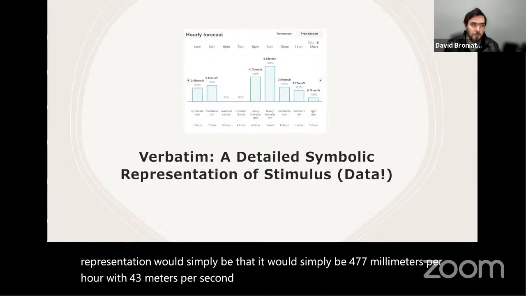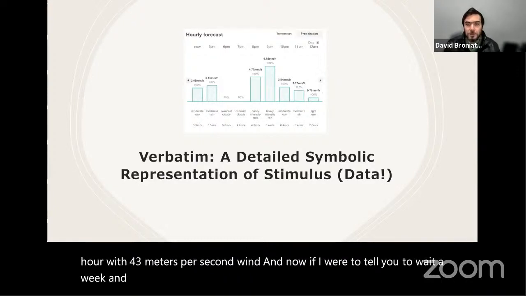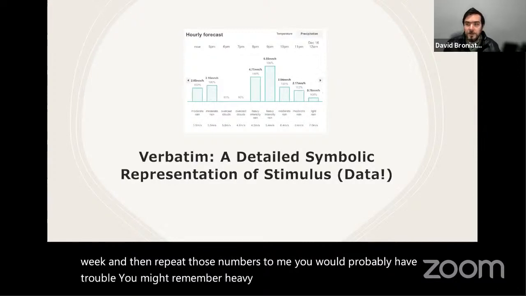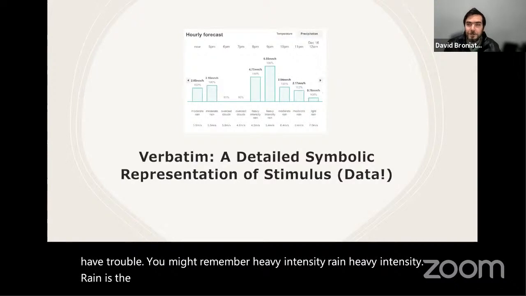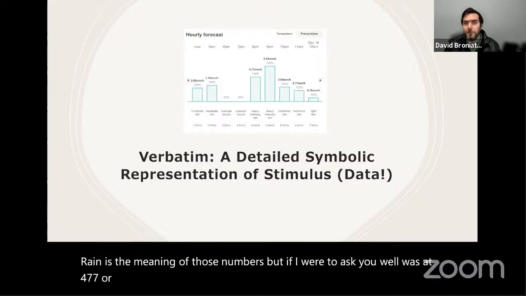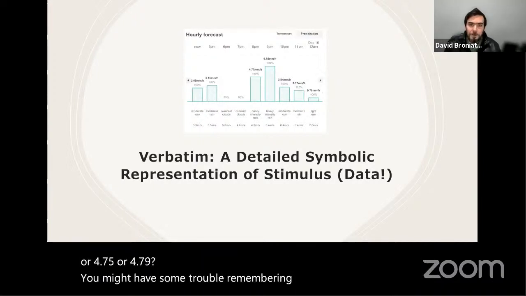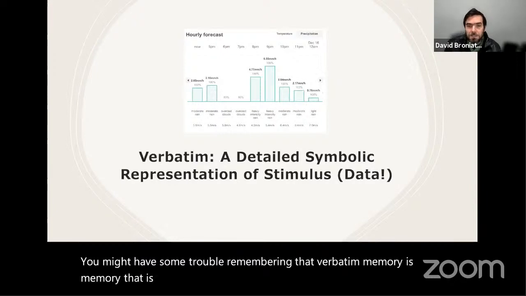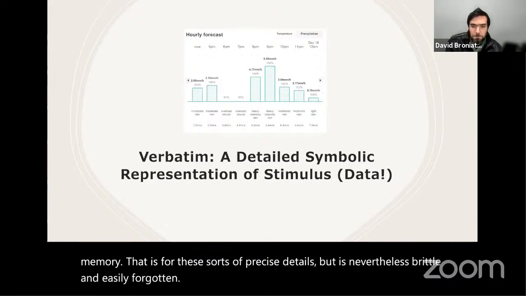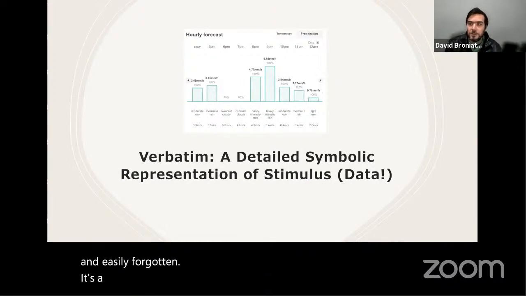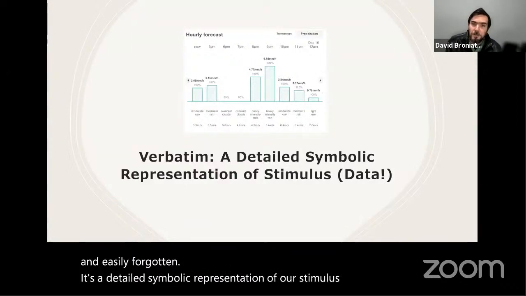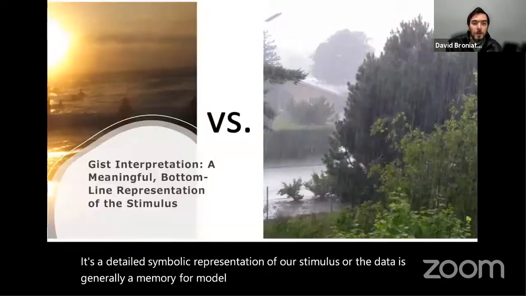Now if I were to tell you to wait a week and then repeat those numbers to me, you would probably have trouble. You might remember heavy intensity rain. Heavy intensity rain is the meaning of those numbers. But if I were to ask you, was it 4.77 or 4.75 or 4.79? You might have some trouble remembering that. Verbatim memory is memory for these sorts of precise details, but is nevertheless brittle and easily forgotten. It's a detailed symbolic representation of our stimulus or the data. It's generally a memory for model output.